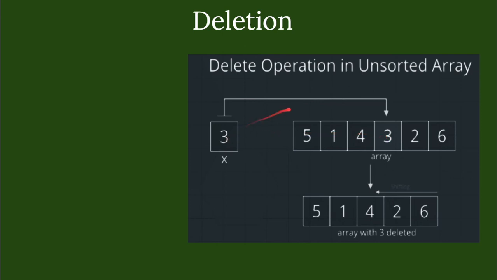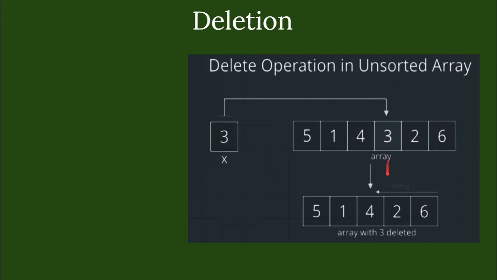Now 3 is checked with the 5, it is not the element, so move to the next one, it is not the element, move to the next one, it is not the element, and when it moves to this counter, 3 is equal to 3. So this is the one you want to delete. The position is 4. So you have to remove this. After removing, the array is 5, 1, 4, 2, 6.